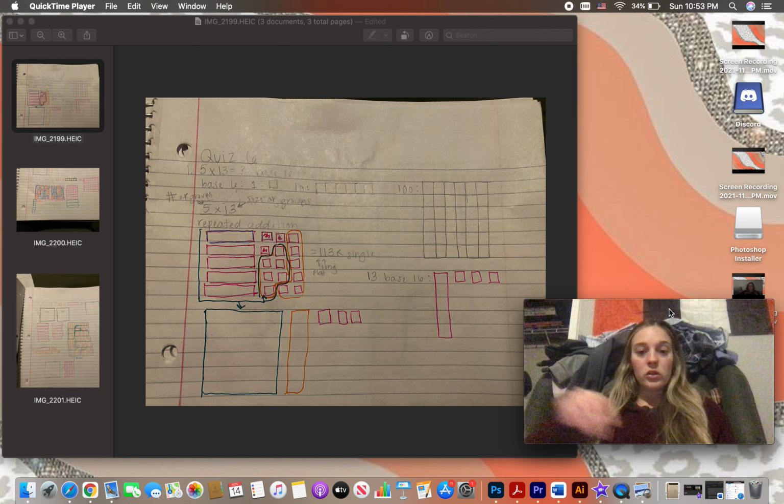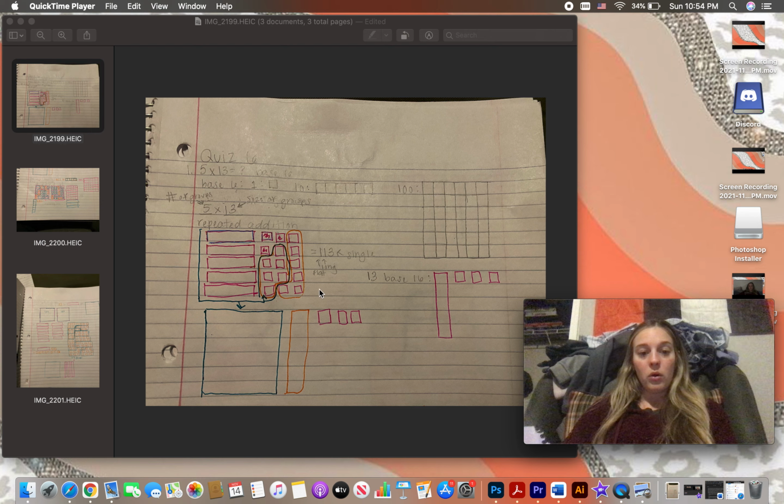So then I went on to model what 13 base 6 was, and it is 1 long, one of the tens, and then 3 singles. So that is 13 in base 6. Then I went on to do 5 groups of 13. So here is 1 long, and then there's 3, so that's 1 group of 13. Here's 2 groups of 13, 3 groups of 13, 4 groups of 13, 5 groups of 13.